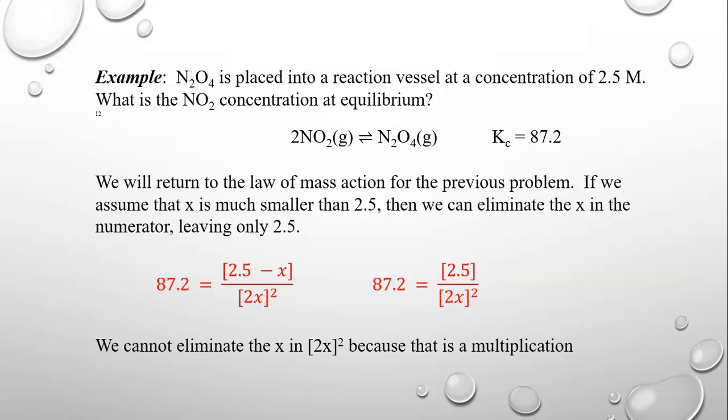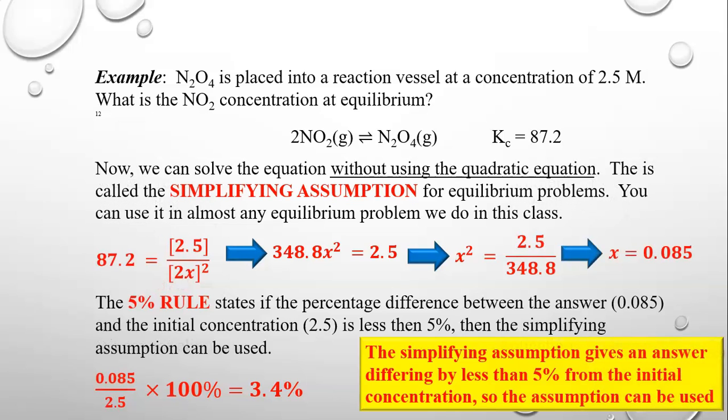You just assume that 2.5 is much bigger than x. And do you remember what x was from the previous problem? It's 0.086. 0.086 is much smaller than 2.5, and therefore you can eliminate that x. So now you don't have to deal with a quadratic. That's the important thing. So it simply becomes an algebra problem at this point without a quadratic. So now we can solve the equation without using the quadratic equation. This is called the simplifying assumption for equilibrium problems. You can use it in almost any equilibrium problem we do in this class.